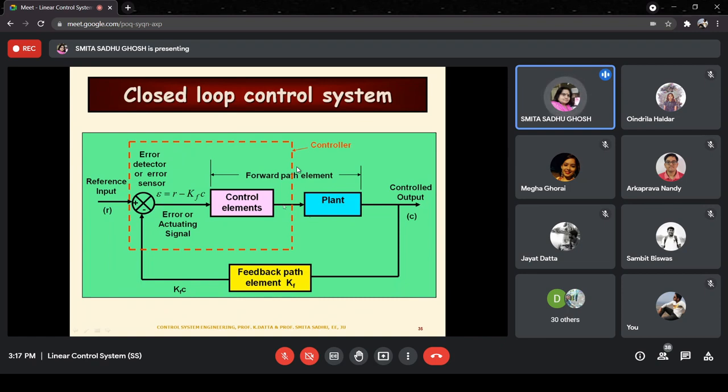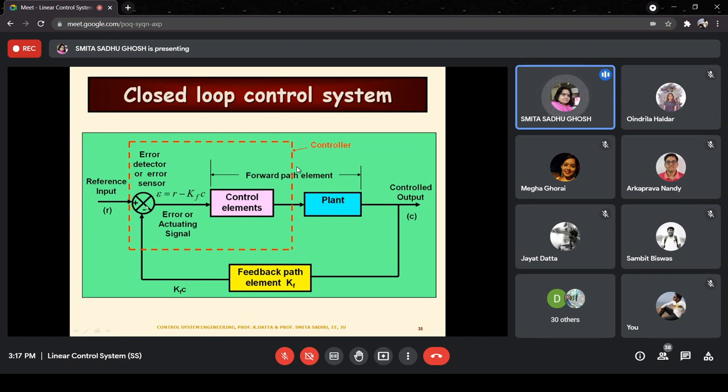What are the outputs of the controller? The output of the controller here is the input to the plant, right? So it is the signal which is going to make changes in the plant. It's going to influence the plant and make it respond in a desirable manner, right? So basically, the output of the controller is also the input to the plant.